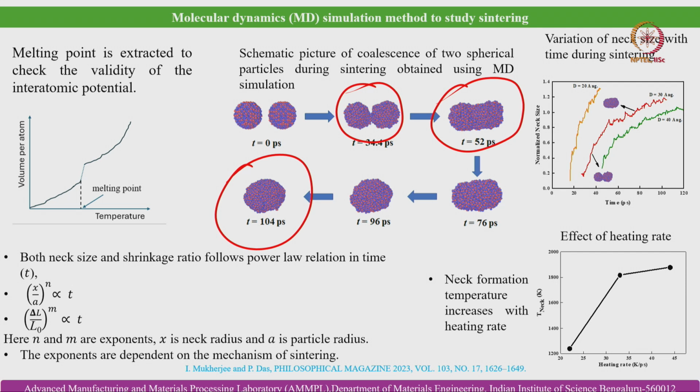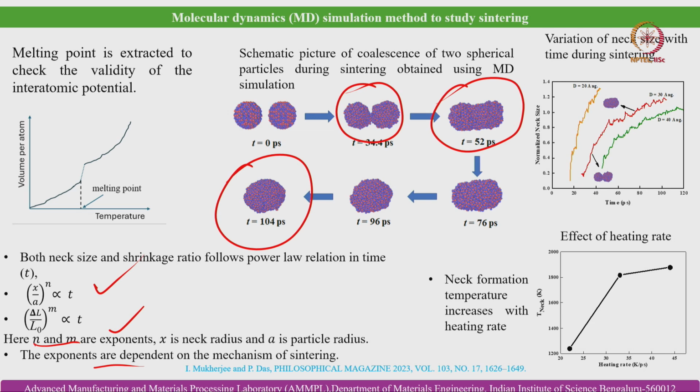growth of the neck, and the neck growth temperature with respect to the heating rate. We could also predict that both neck size and shrinkage ratio follow a power law relation in time, that is (x/a)^n varies as t, and (ΔL/L0)^m varies with t, where n and m are the exponents, x is the neck radius and a is the particle radius. The exponents are dependent on the mechanism of sintering.